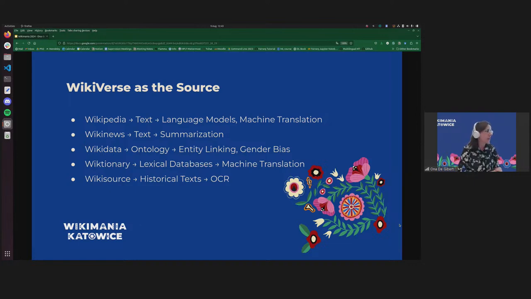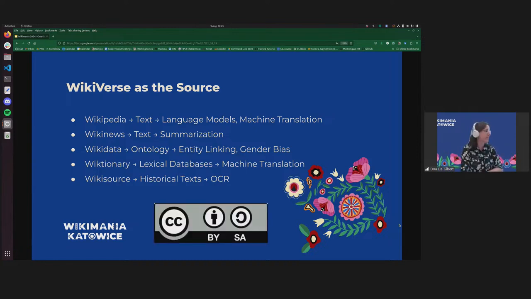From the dictionary, we can derive lexical databases that can be just, for example, dictionaries or terminologies that can enhance machine translation. And even from Wikisource, we can extract historical text, and that would help us do some optical character recognition applications, which means being able to read characters from an image. So we can see that all of these Wikiverse applications actually can be very useful for language technology development. And this is especially possible because of the open licensing of Wikimedia projects.